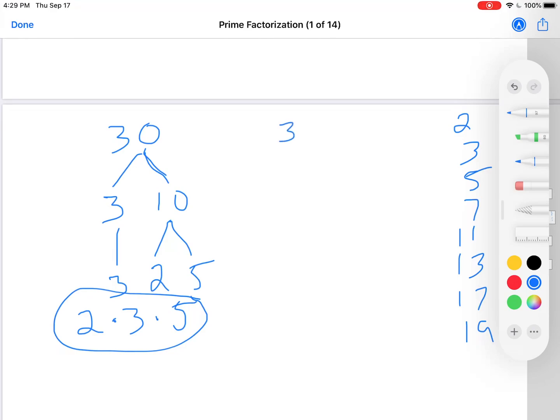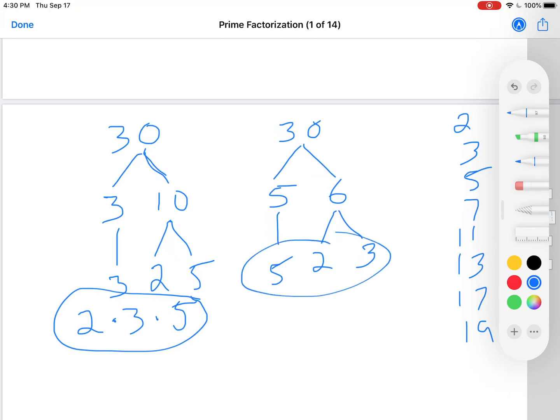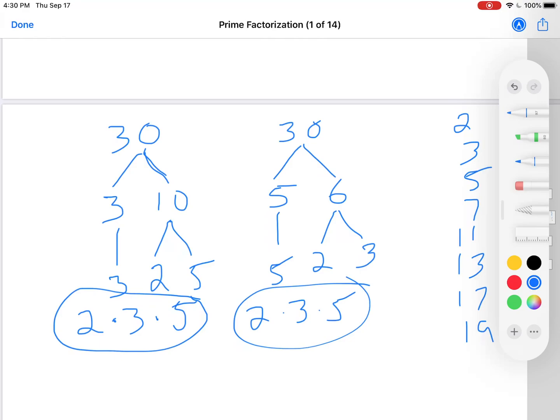I'm going to do another factor tree using 30, and the only reason I'm doing this is I want to show you that it will come out to the exact same prime factorization. The only prime factorization for 30 is 2 times 3 times 5. But there's another way to get there. So 30 is also 5 times 6. So 5 is prime, bring it down. 6 is not. 6 is 2 times 3. So notice it is still 2 times 3 times 5. The exact same prime factorization as we got before.